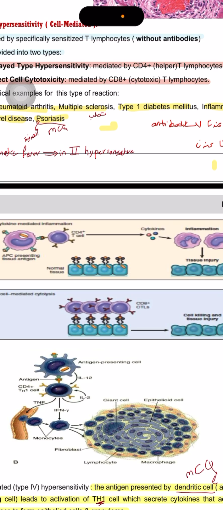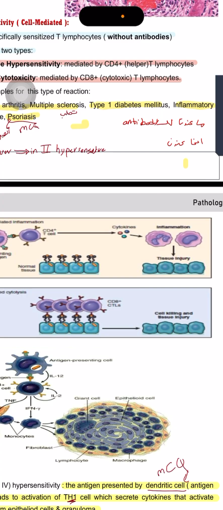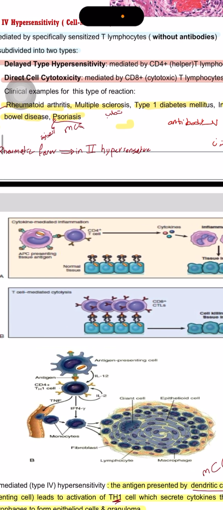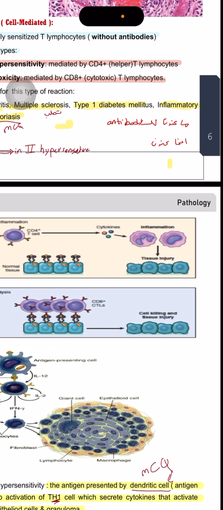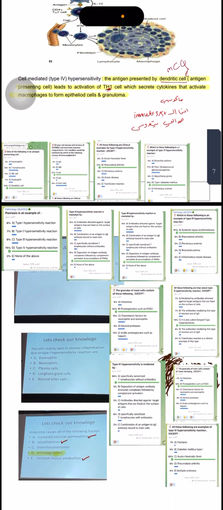The antigen-presenting cell presents to CD4, or CD4 releases cytokines causing tissue injury, as in TB, and CD8 acts by direct interaction, leading to cell killing and tissue injury. In both types there will be some cytokines like interferon gamma, which stimulate fibroblast proliferation and act on macrophages to develop epithelioid cells and giant cells that collect to form a structure known as a granuloma. Now some examples.